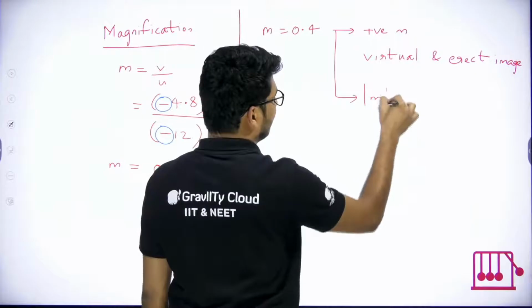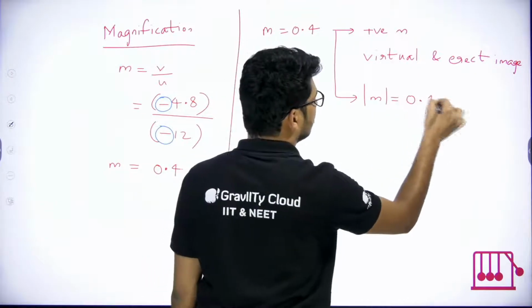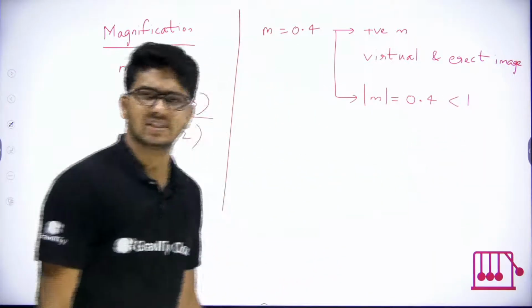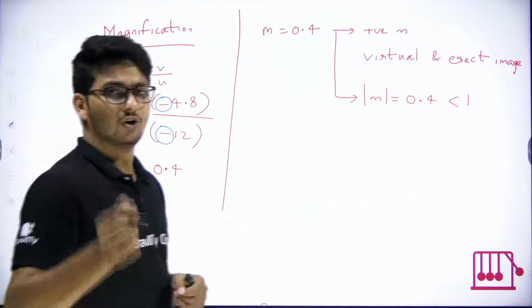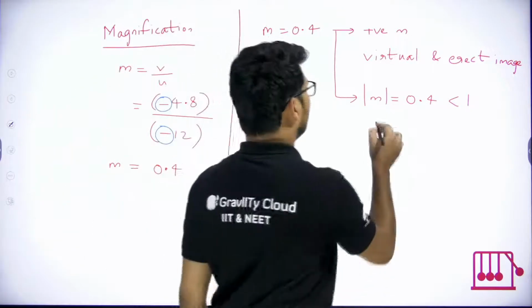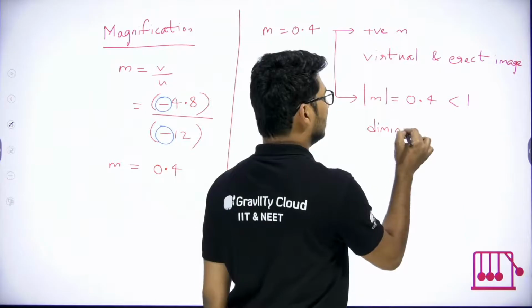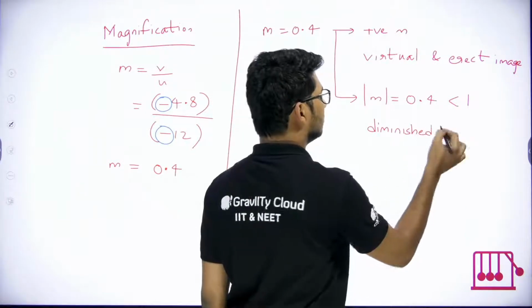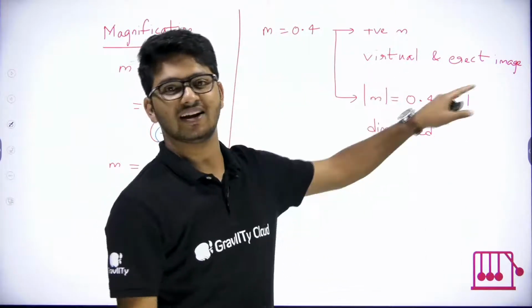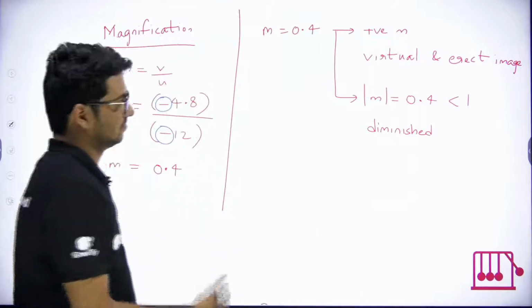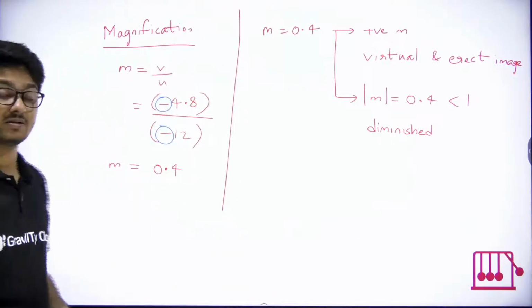Magnitude of magnification is how much? Just the value 0.4, that is obviously less than 1. So if the magnitude of magnification is less than 1, it means it is a diminished image. You can see virtual, erect and diminished. That's it, there you have the answer.